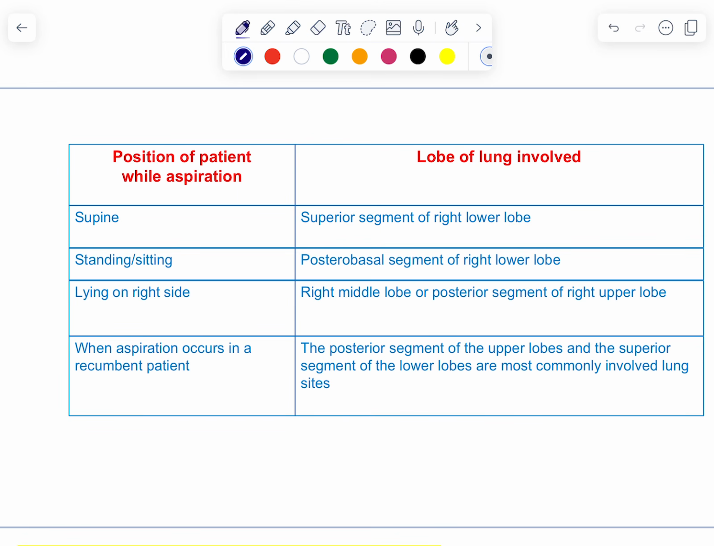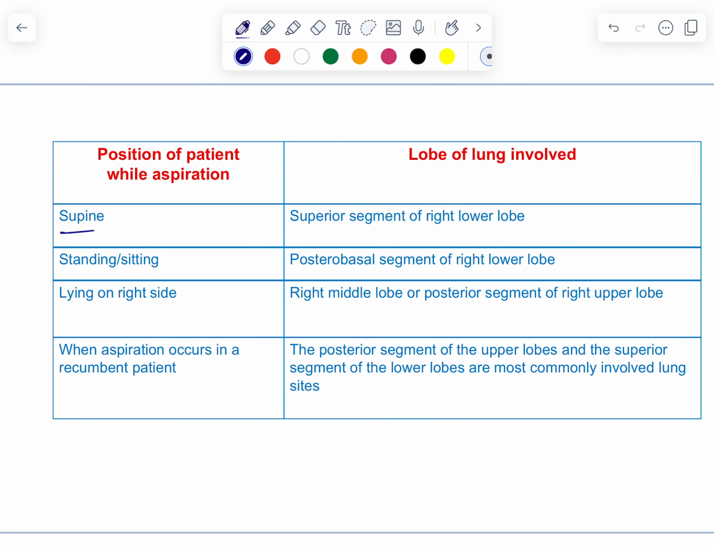This table is very important. The individual is in supine position and aspirated: the lobe affected is the superior segment of the right lower lobe. In sitting or standing position, the posterior basal segment of the right lower lobe is involved upon aspiration. Lying on the right side, the right middle lobe or posterior segment of the right upper lobe is affected. When aspiration occurs in recumbent position, the posterior segment of the upper lobe and the superior segment of the lower lobes are commonly involved in the lung.